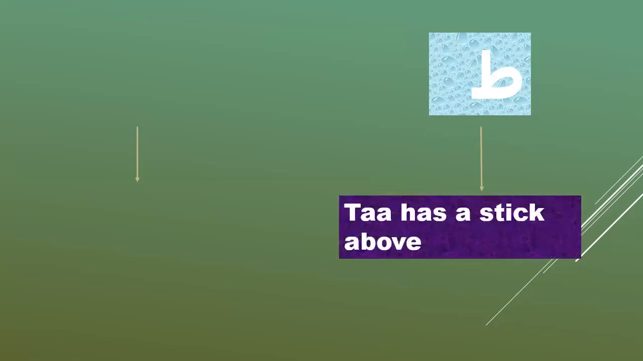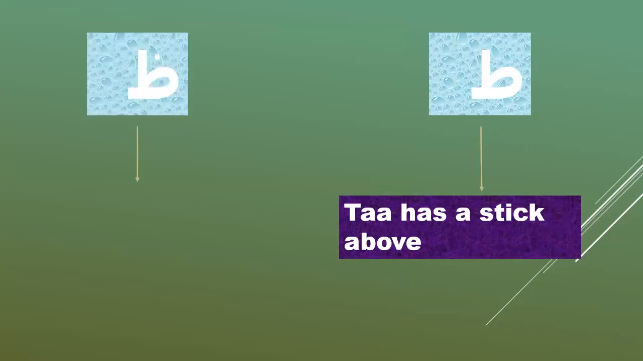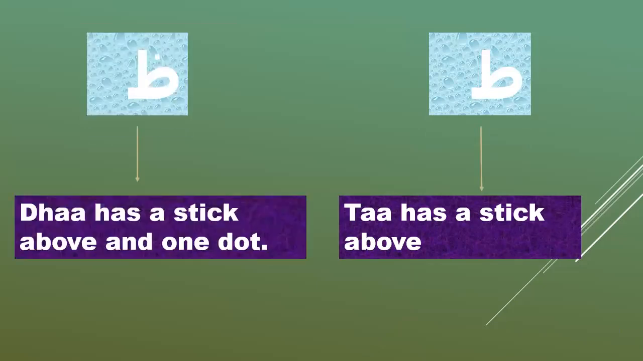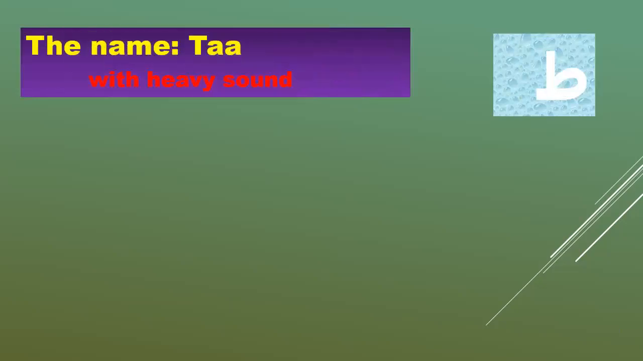The third letter in Saad family is Ta. Ta has a stick above. And Za. Za has a stick above and one dot. Let's learn Ta. The name is Ta, with heavy sound. Please repeat after me. Ta.